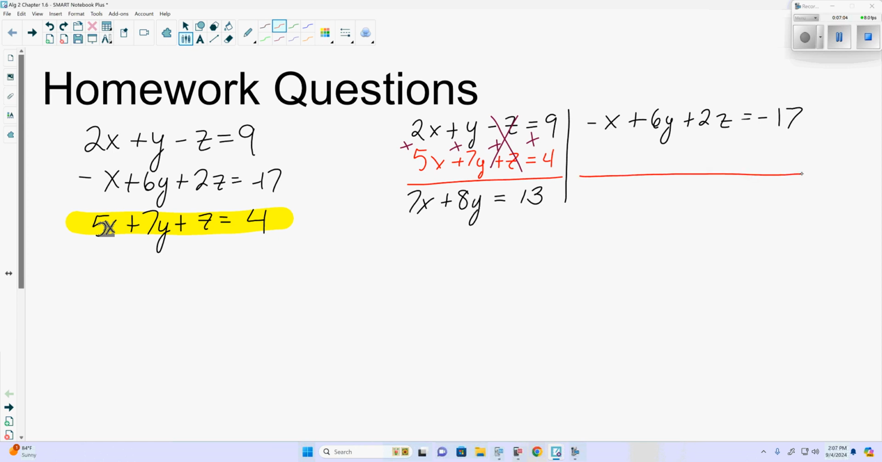Now the other equation, we have 2z, not 1z. So we need the z's to be the same. What do I need to multiply our 1z by to get 2z? 2. Okay. So we're going to multiply this entire equation, 5x plus 7y plus z equal to 4, by 2.